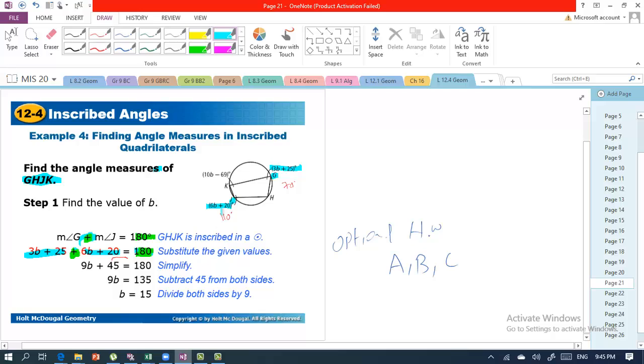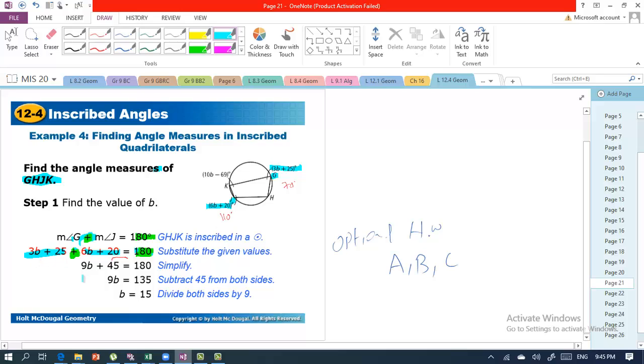So we took G and J, sum of G and J, measure of G and J is 180. Substitute 3b plus 25 plus 6b plus 20. Again, the sum, not equal. Common error. Immediately students said equal. No, the sum of them, addition, we add them, equal to 180. Okay, avoid this common error, please. The sum, supplementary, means adding. So we add. The sum is 180.